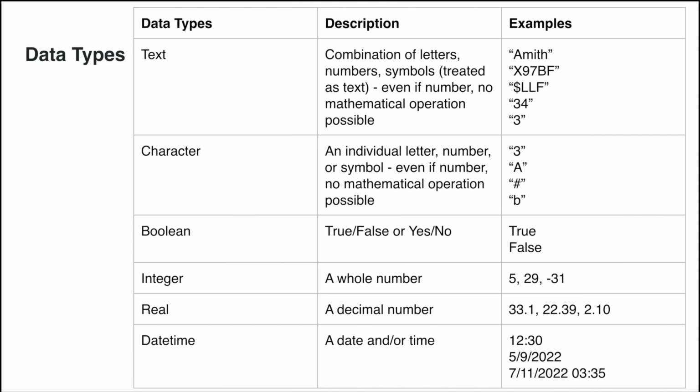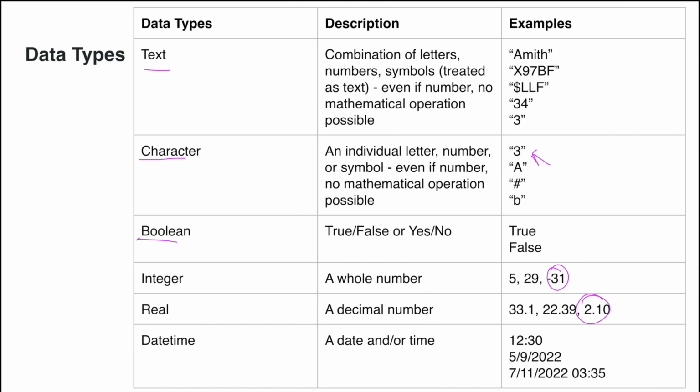Now, when we're working with tables in a database, every field or every column is going to have a specific data type. So you may have text, which represents a string of values, character, which may represent one single symbol, number, or letter. You may have a Boolean, which can be true or false, or yes or no. You may have integers, which are whole numbers, reals, which are decimals, or datetimes, which are a combination of a date and a time.